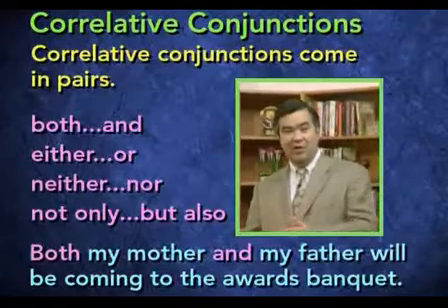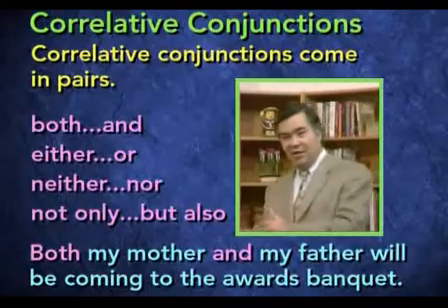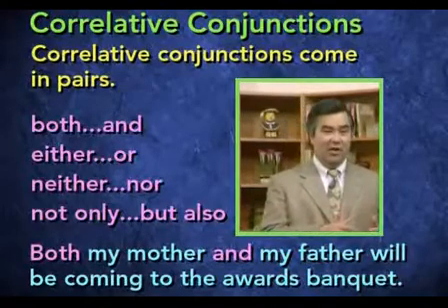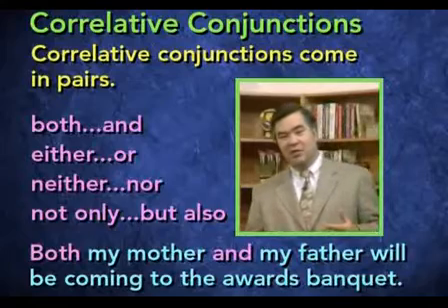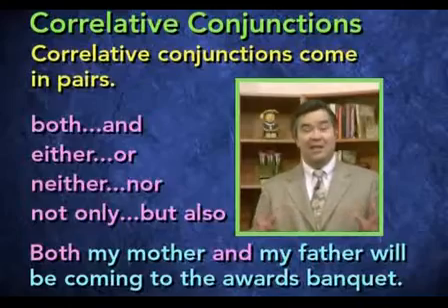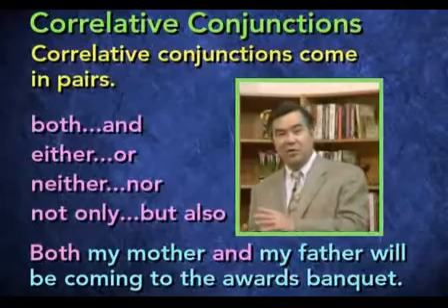When you begin with either, you need to follow through with or. Neither needs to be completed with nor, and not only needs to be completed with but also. A common mistake that people make is to use one but not the other. The correlative conjunction must be used in its entirety, so whenever you use the first part of it, you need to use the second part. So these three types of conjunctions are important to recognize: coordinating conjunctions, subordinating conjunctions, and correlative conjunctions. They fit into different kinds of sentences and need to be used according to certain specific rules.